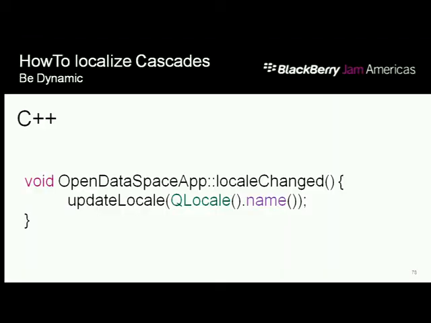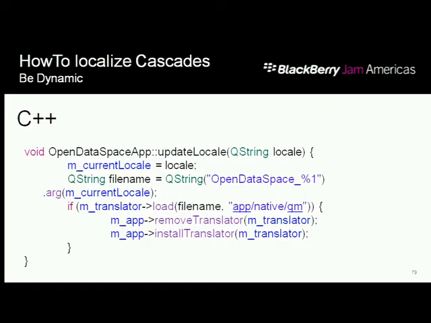So here's how you watch things in C++. You get a signal that the locale is changed, and then you call your function for what to do if the locale should be updated.